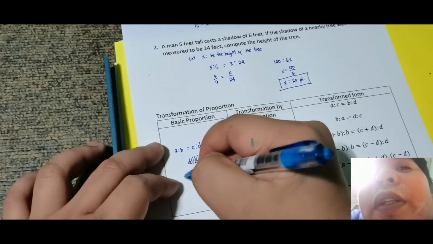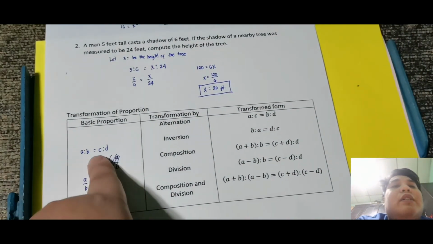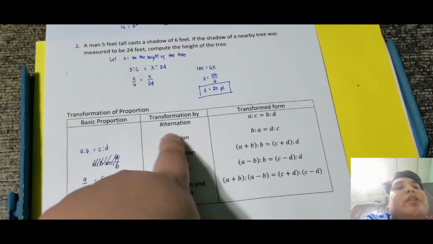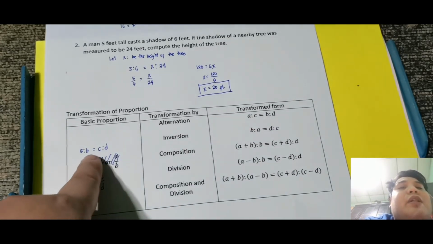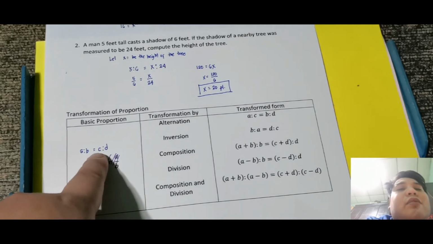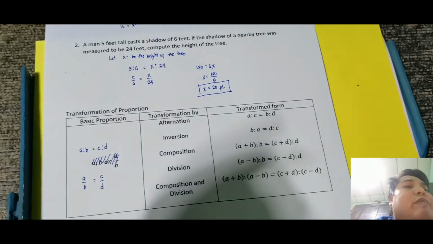Okay, or A over B is equal to C over D. Okay, so ngayon observe natin. Una, yung transformation ng proportion na to is alternation. Una, by alternation, ano nangyari? Nagpalit yung means. No? So, from A is to B is equal to C is to D, nagpalit lang, naging A is to C is equal to B is to D. Yun yung alternation. So, yung means yung pinalitan.